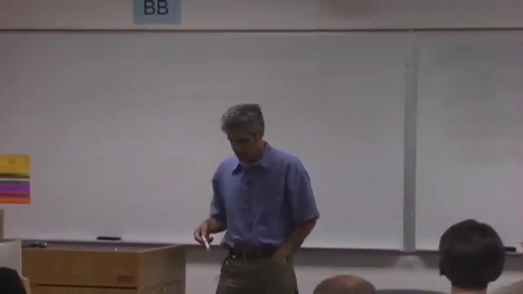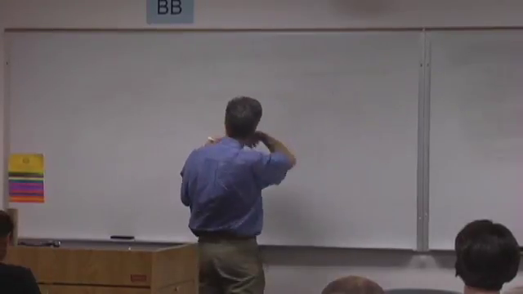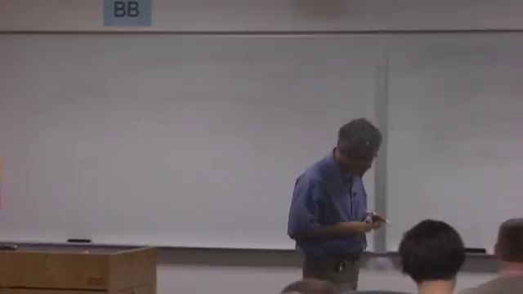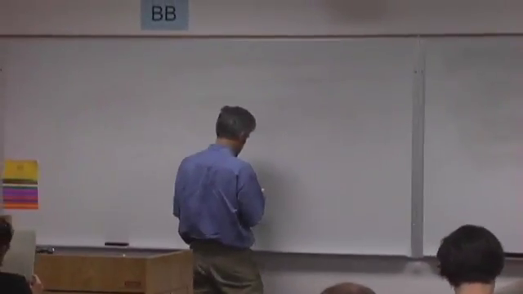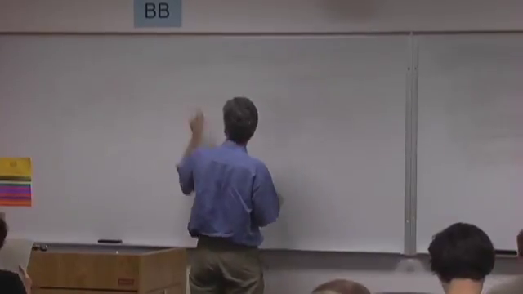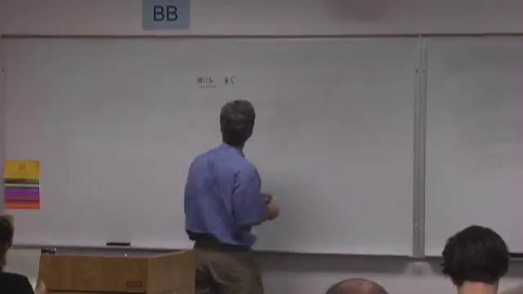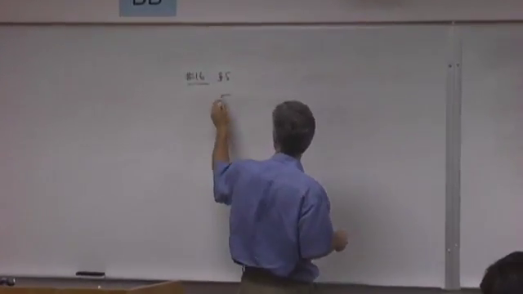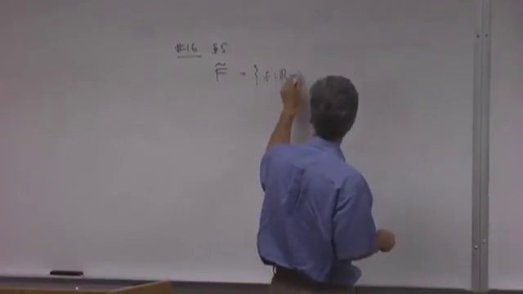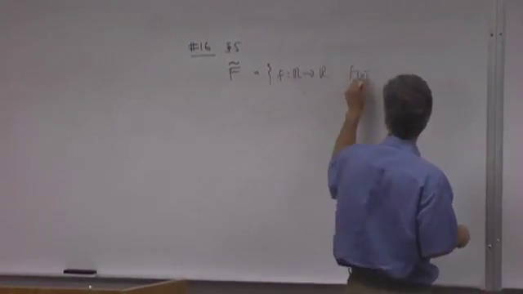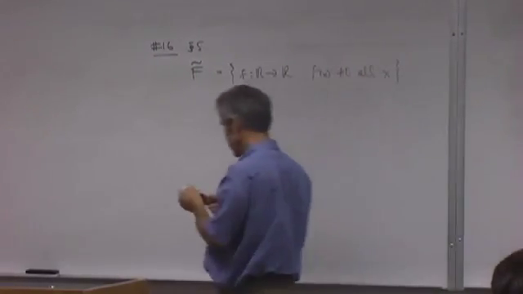All right. Some remarks about the function question. I think this was numbers 15 and 16 in section 4 or section 5, I forget. Number 16 and number 15. Let's look at number 16. That one was a little bit more interesting. Section 5. You're looking at this thing called f tilde. What is it? It's the set of f from the reals to the reals, where f of x is not equal to 0 for all x. So that's what f tilde was.